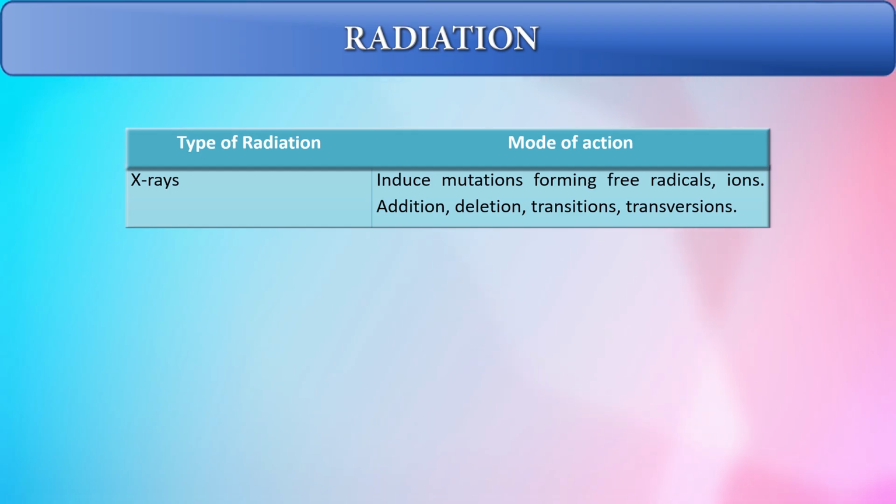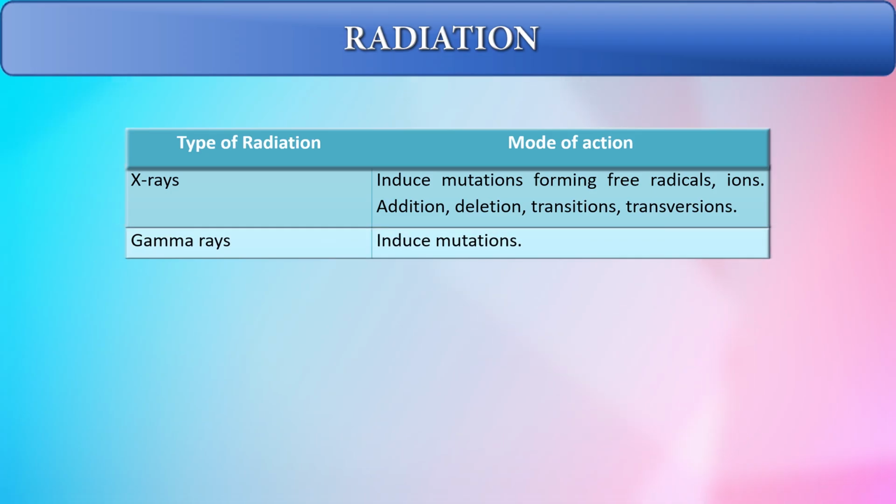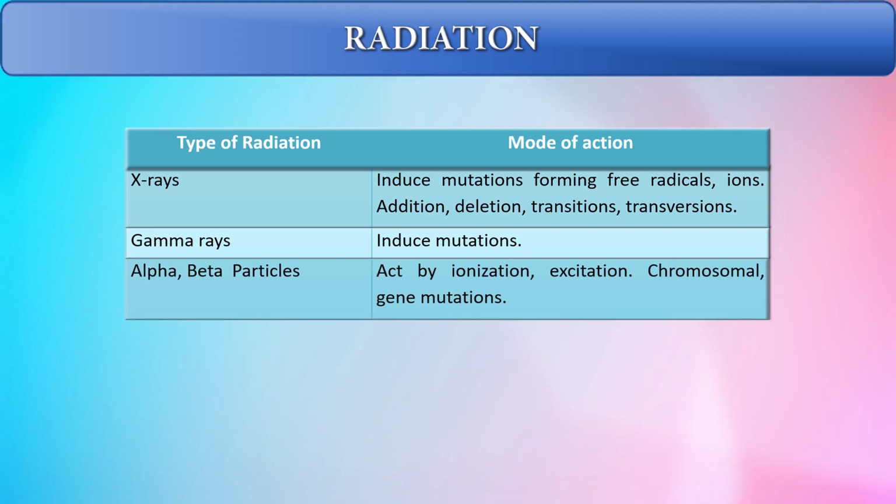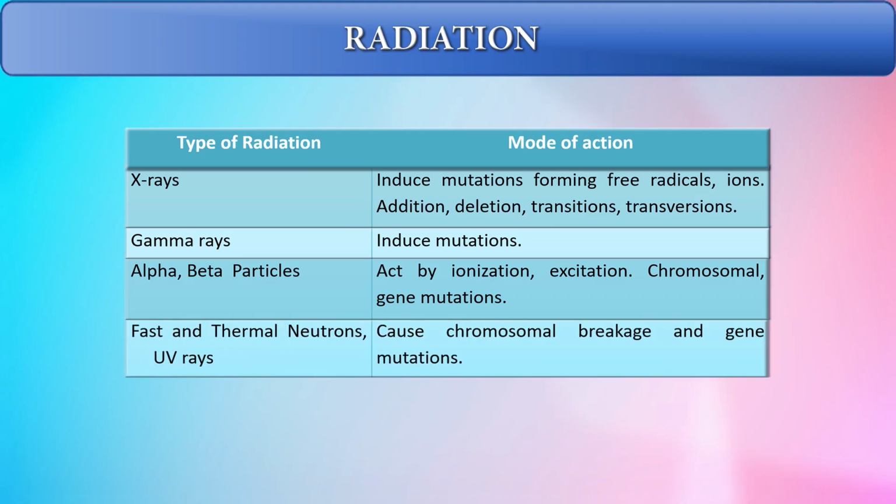Now that you have understood these additions and deletions which I was explaining, you now know how X-rays can bring about mutations, that is their mode of action. In the same way, gamma rays, alpha and beta particles can bring about chromosomal and gene aberrations. Fast and thermal neutrons and UV rays can bring about chromosomal breakage and gene mutations.